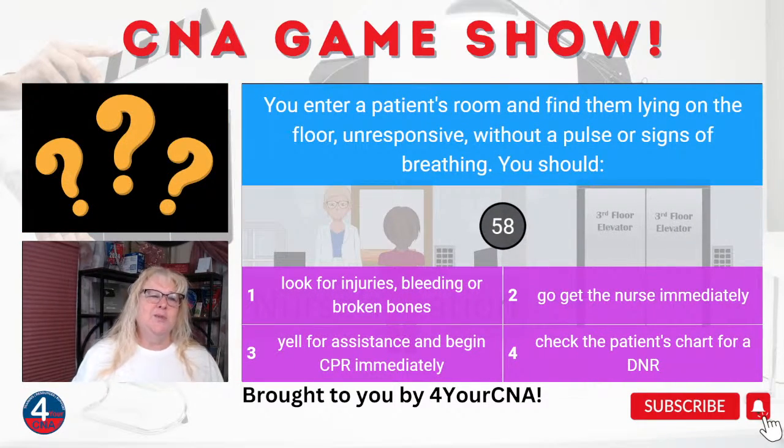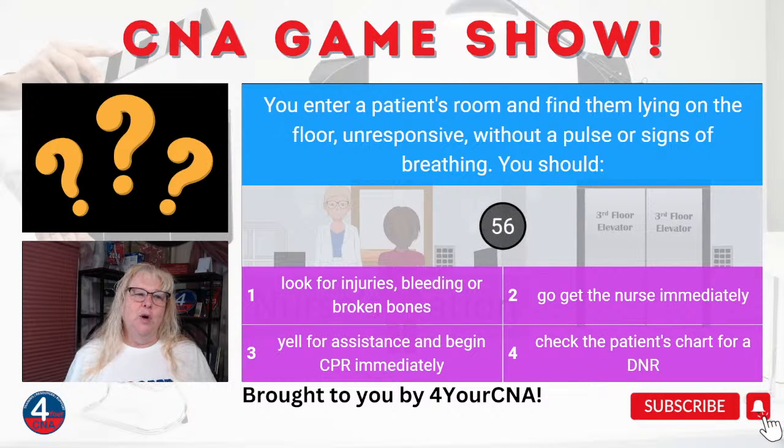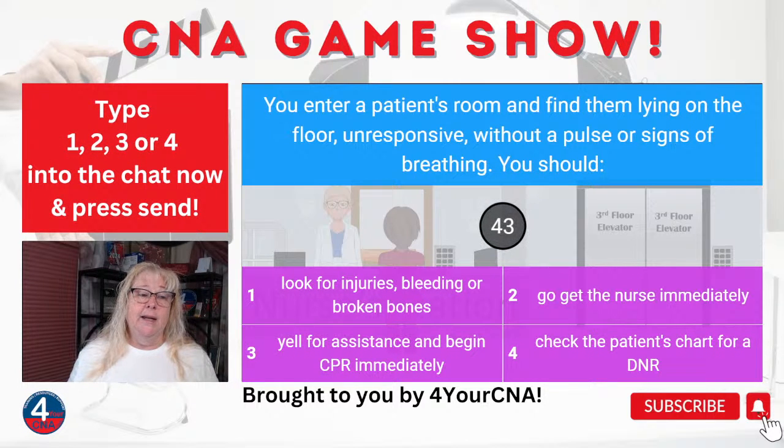You enter a patient's room and find them lying on the floor, unresponsive, without a pulse or signs of breathing. You should, 1, look for injuries, bleeding, or broken bones. 2, go get the nurse immediately. 3, yell for assistance and begin CPR immediately. Or 4, check the patient's chart for a DNR.